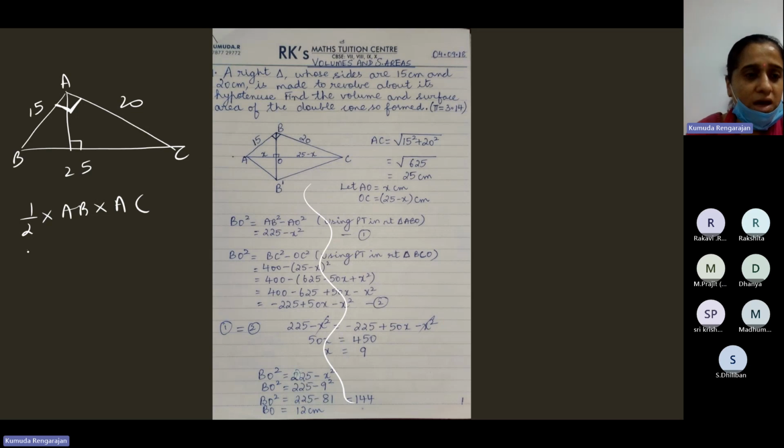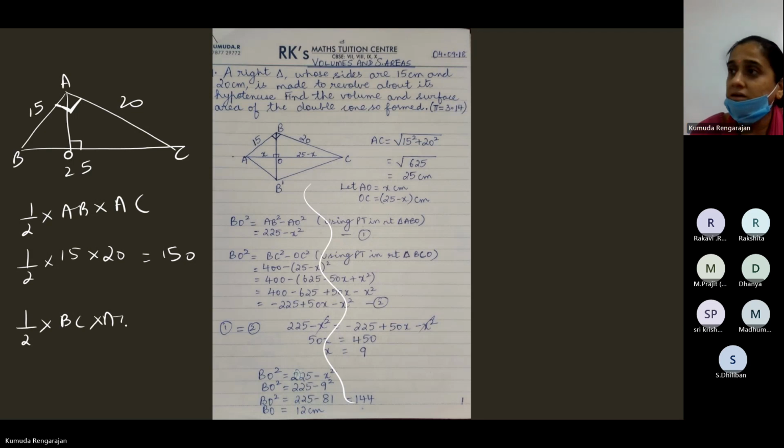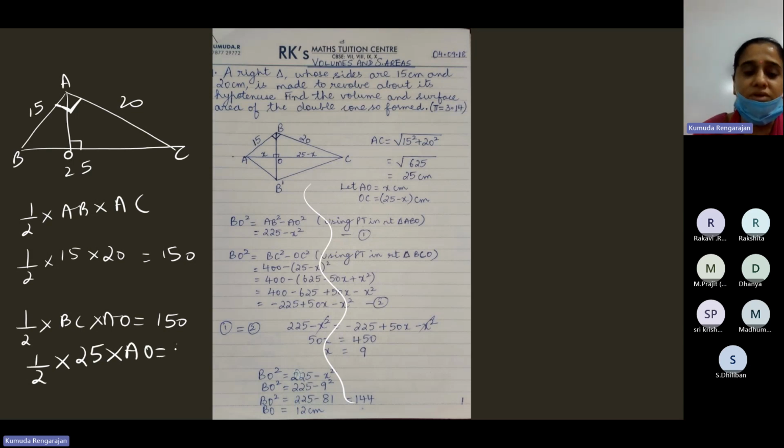So you can find it like this. Half into 15 into 20, 150 centimeters square. The area of the same triangle you can find using the formula half into base BC into height AO. That also will be 150 only because it's the same triangle, no? So half into the base 25 into AO is equal to 150. So AO is equal to 150 into 2 by 25, which is 6. Sorry, 12.